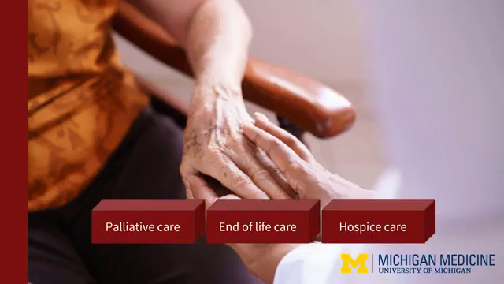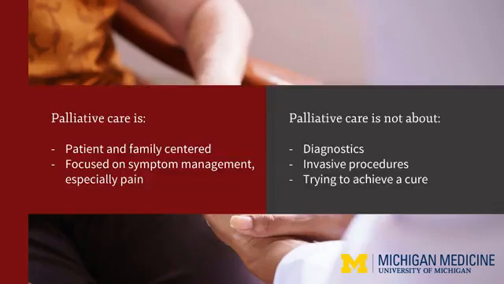What is end-of-life care? There's a general lack of definitional clarity related to several concepts and terms. Terms like palliative care, end-of-life care, and hospice care are often used interchangeably, but there are important distinctions that need to be clarified both to patients, their families, as well as clinicians. Palliative care is defined simply as patient and family-centered care that optimizes quality of life by anticipating, preventing, and treating suffering. Palliation is the stated goal. Again, the focus is on symptom management, especially pain management, not diagnostics, not invasive procedures, not trying to achieve cure.